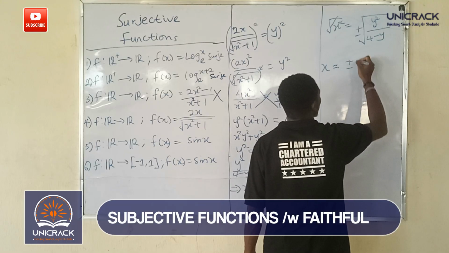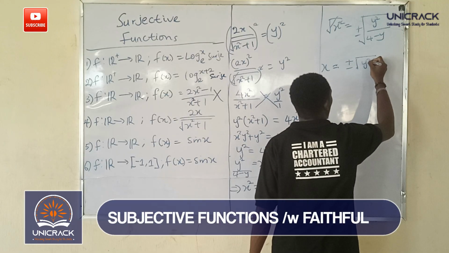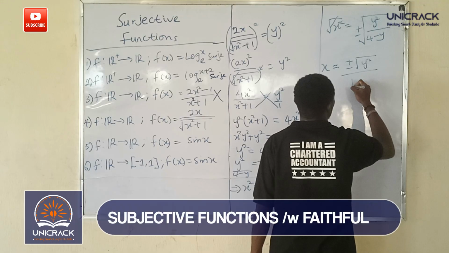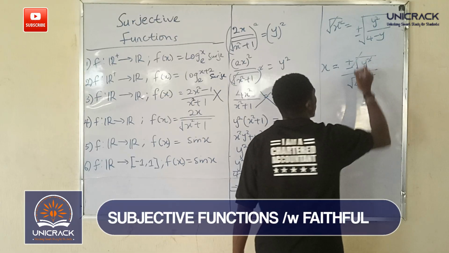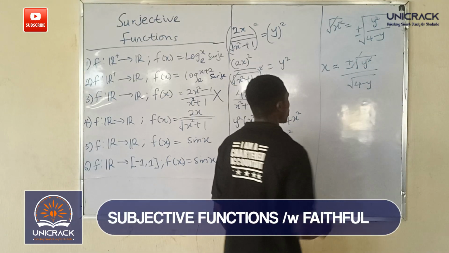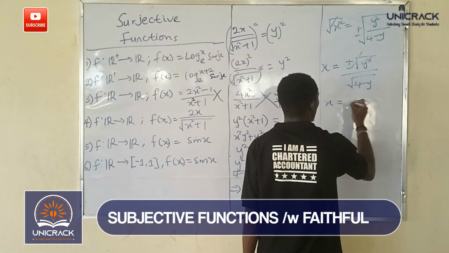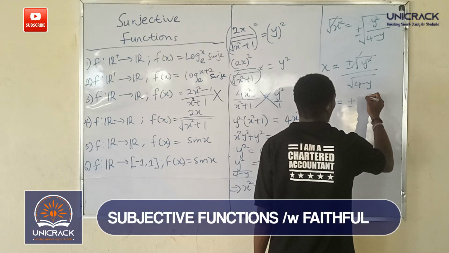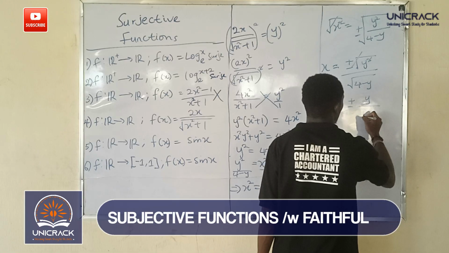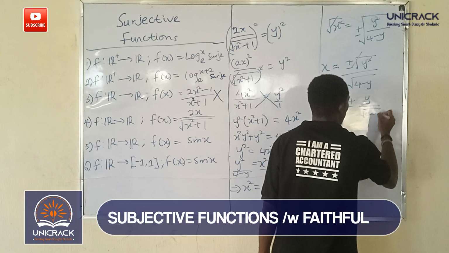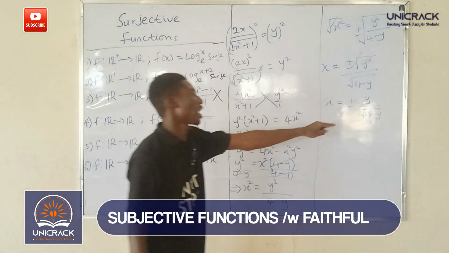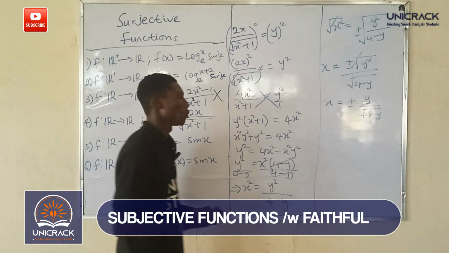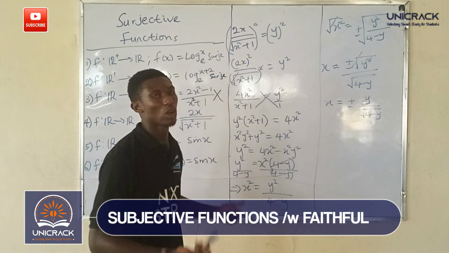Plus or minus the root of what? y squared divided by what? The square root of 4 minus y. This will cancel out this, and we end up with something like this. We have x equal to what? Plus or minus y divided by the square root of 4 minus y. Now since we have this, we have made x the subject of the formula. Making x the subject of the formula here, we can now find the range.